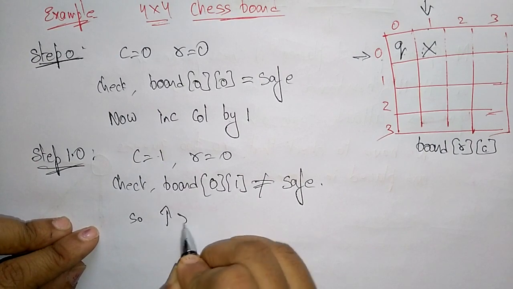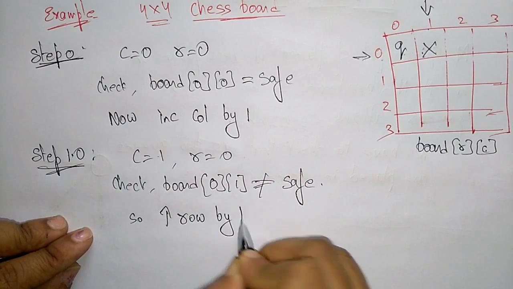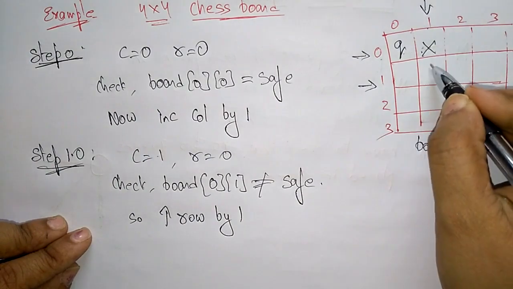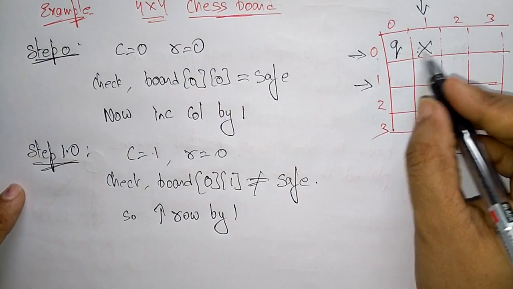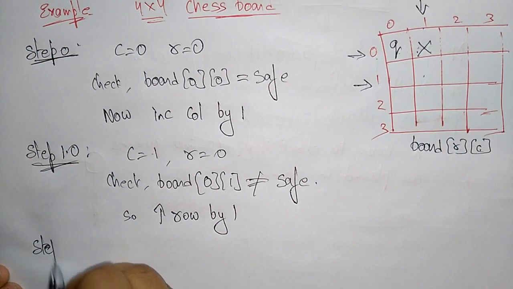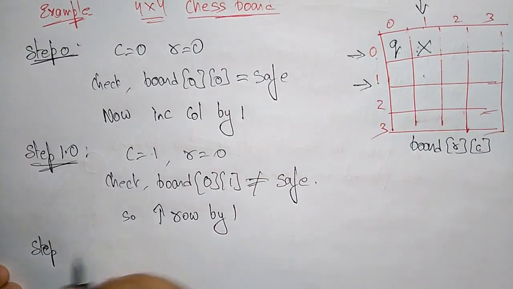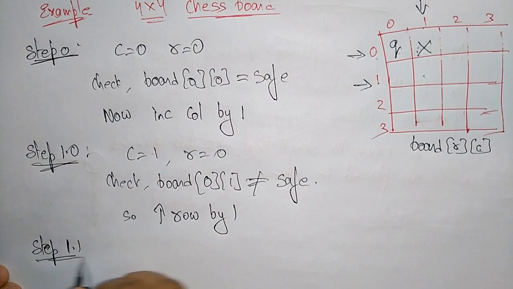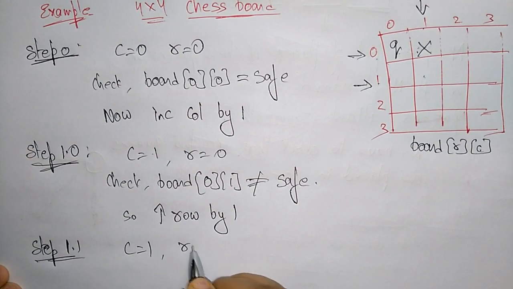So increment row by 1. Now coming to the next row. Whenever this row is not satisfied, come to the next row. Now check. So now the step becomes 1.1: column 1, row 1.